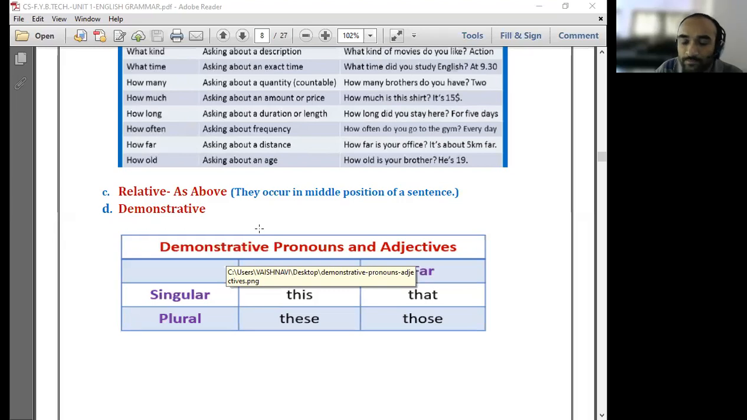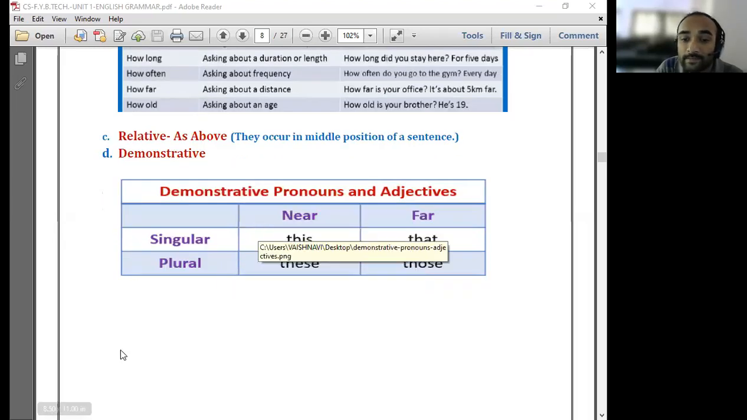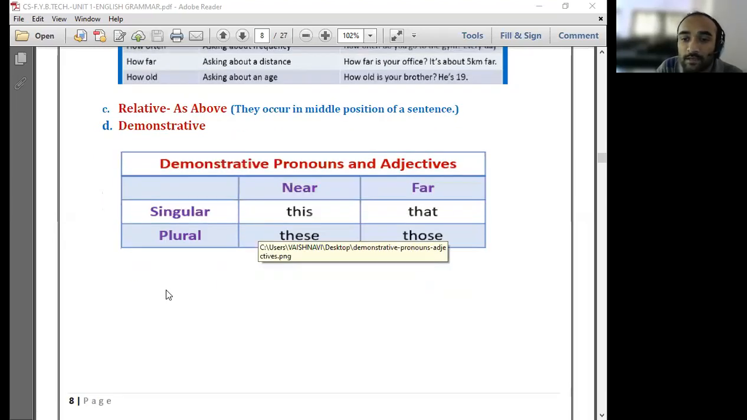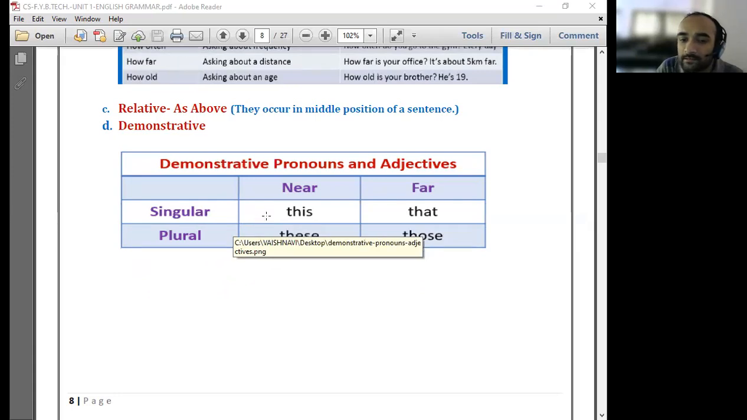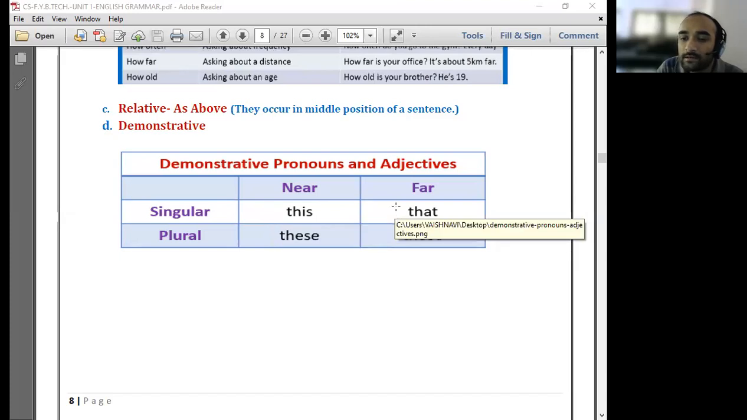Then we have discussed the demonstrative pronouns and adjectives. Okay, so pronouns and adjectives are the same. We can call it a demonstrative pronoun, and we can also call it a demonstrative adjective. In singular, to show the nearest thing, we use this, and for showing the thing or object which is far from us, we use that.